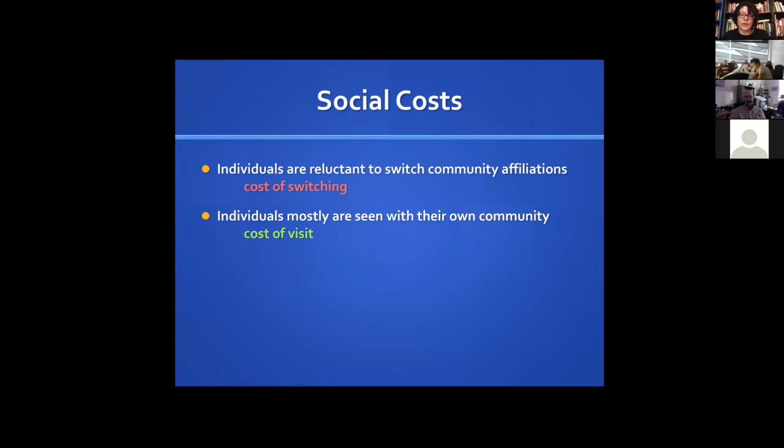If there is such a notion of communities, we also posit that individuals are mostly seen with their own community. Otherwise, the communities are not driving their social interactions. So they're mostly seen with their own community, but they can visit others, but there is a cost of visit.